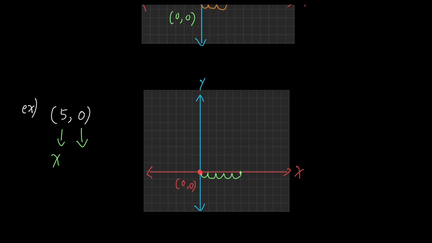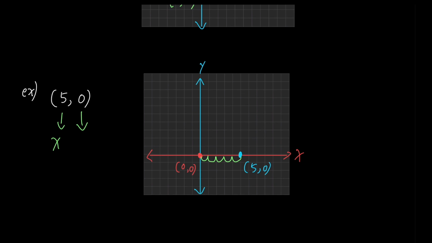But observe, the y-coordinate is 0. Let's say if the y-coordinate is 1, we have to move 1 up, right? If it's 2, we're going to move 2 units up. But right now it's 0, so it doesn't move. So our final destination will be here, and we give it the address (5, 0).